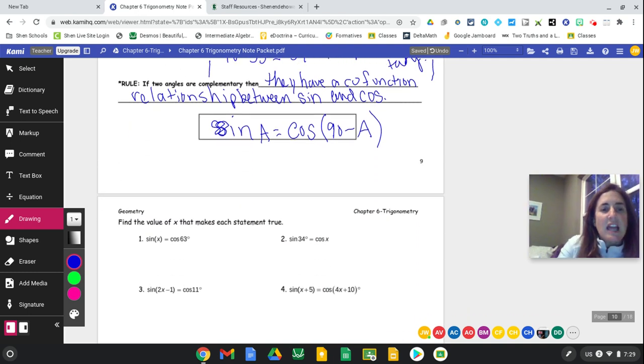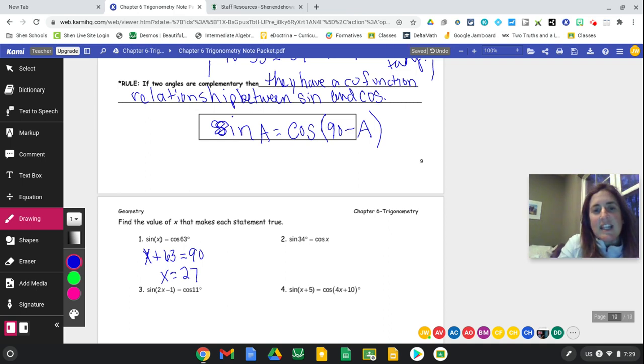So let's look at some examples. We know that the sine of X equals the cosine of 63, and I want to solve for X. Well, I can set up a simple algebraic equation where X plus 63 is going to sum to 90. If I move 63 to the other side, I end up with 27 for my answer.